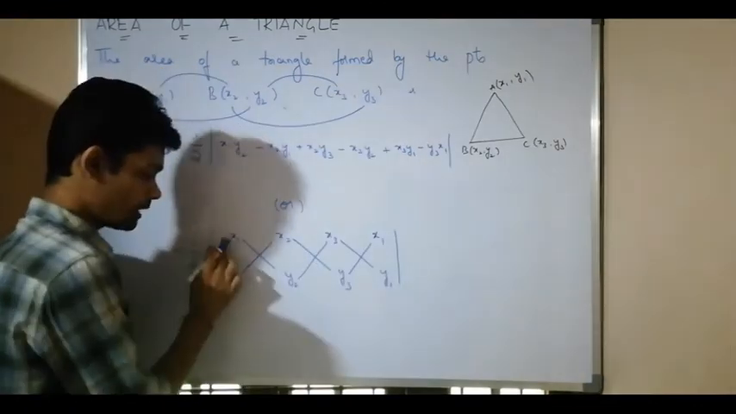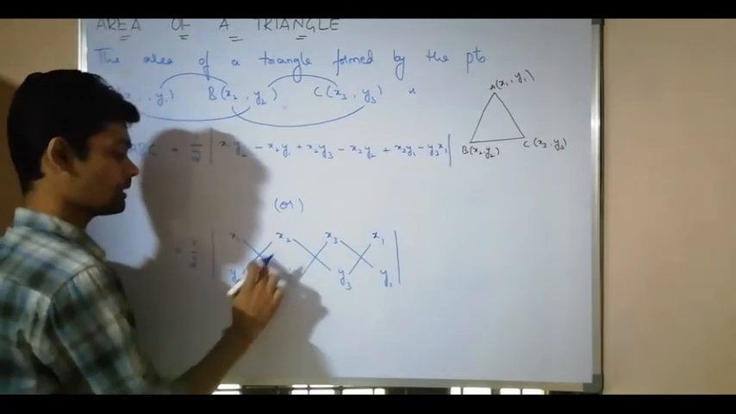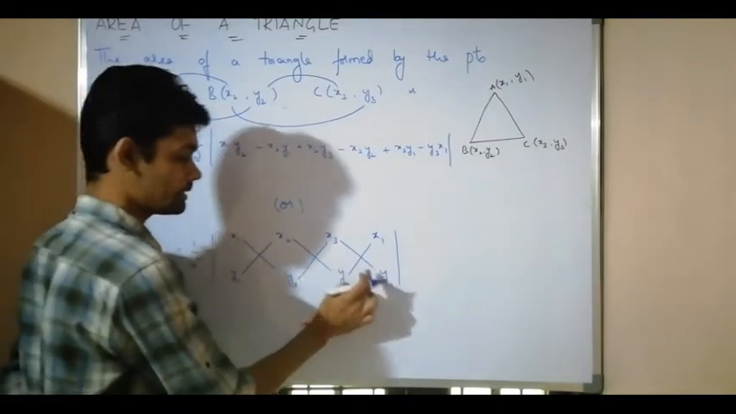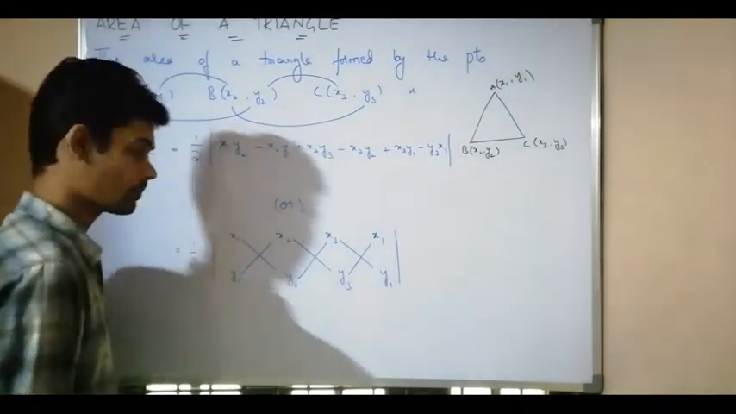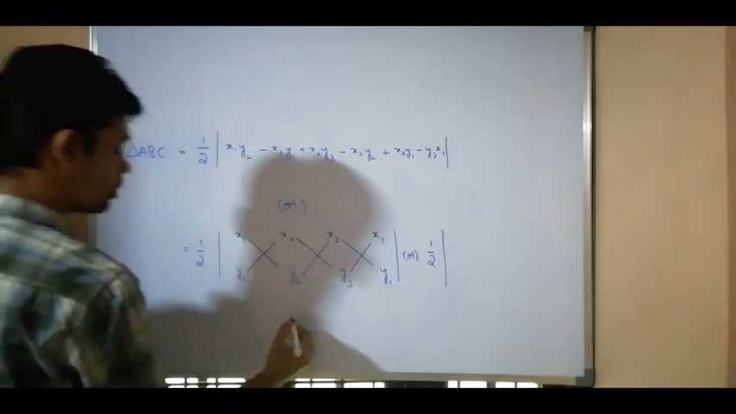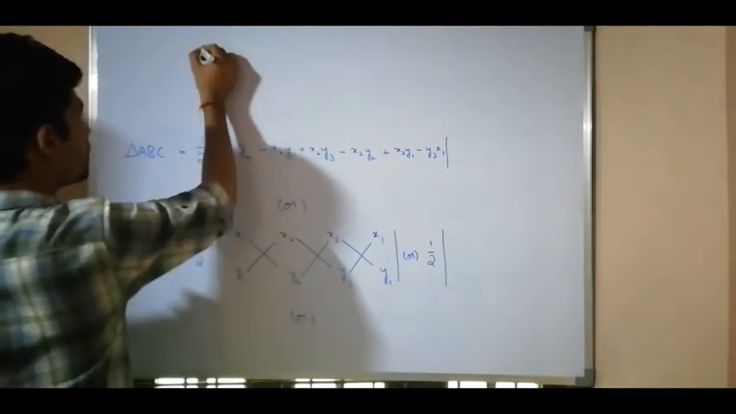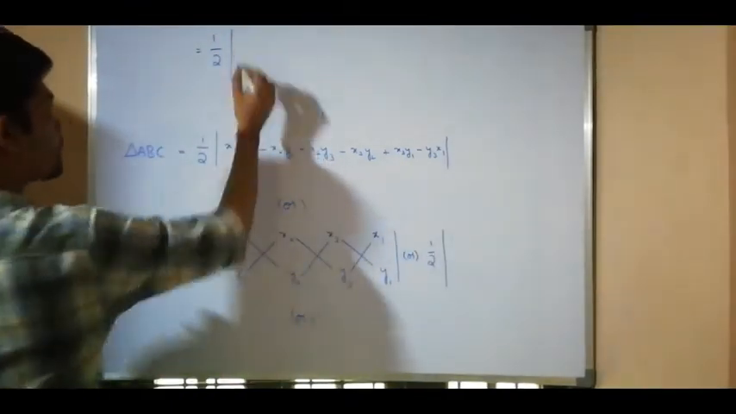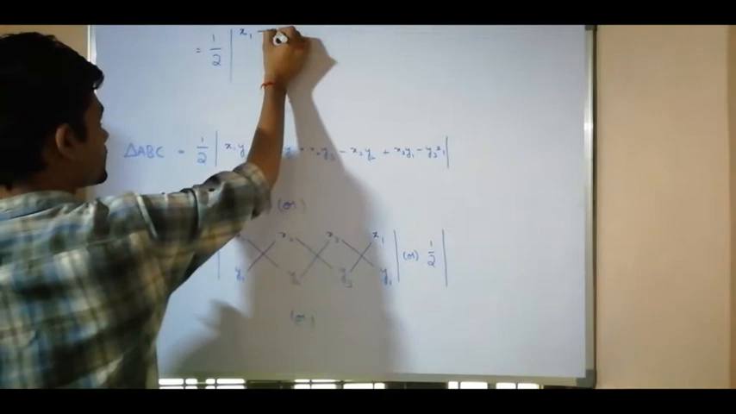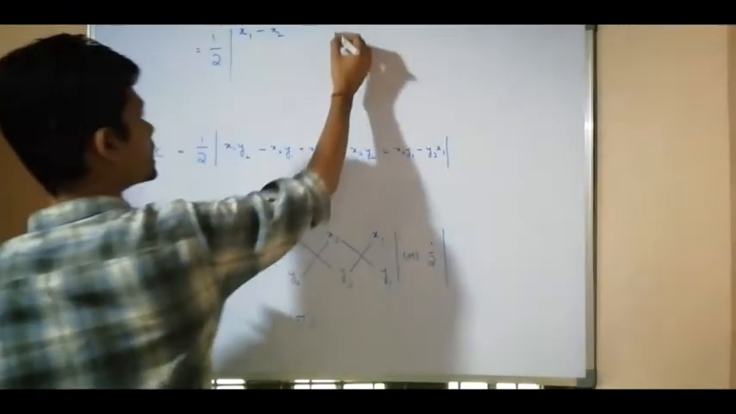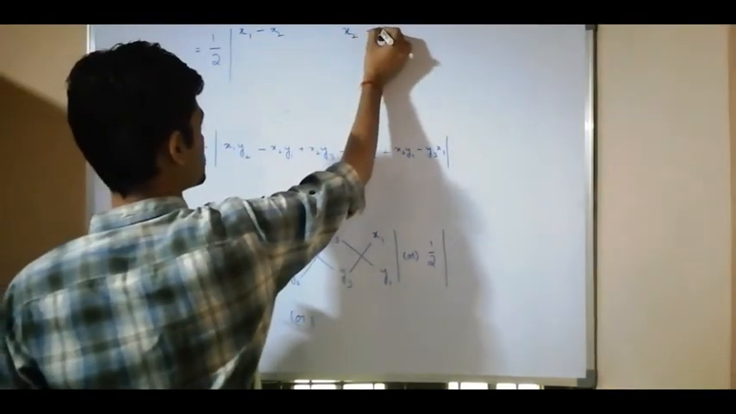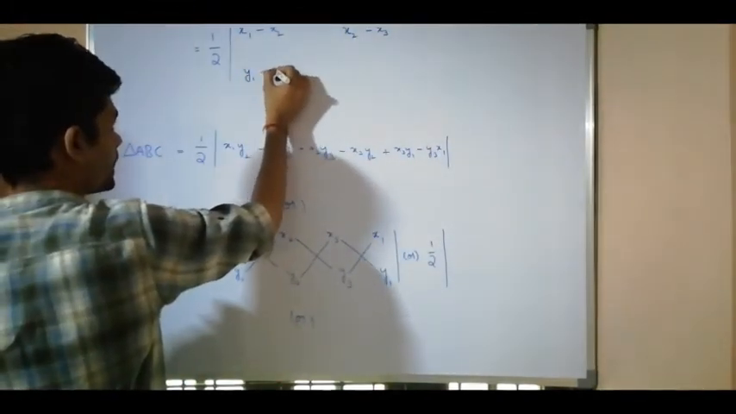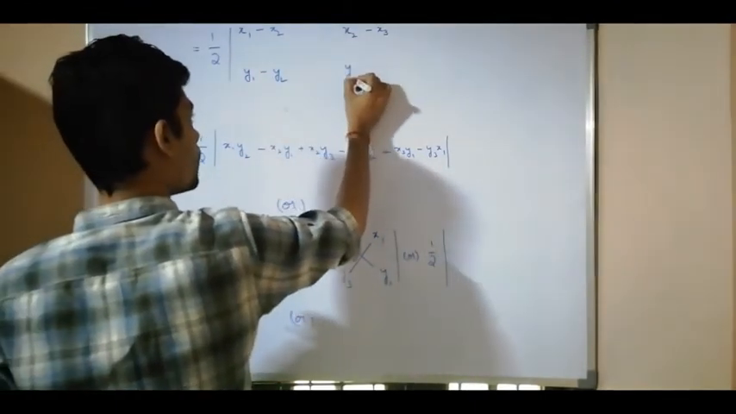Multiply these two minus multiply these two. Multiply these two minus multiply these two. This is another formula, or modulus of x1 minus x2, x2 minus x3. Similarly, y coordinates, y1 minus y2, y2 minus y3.